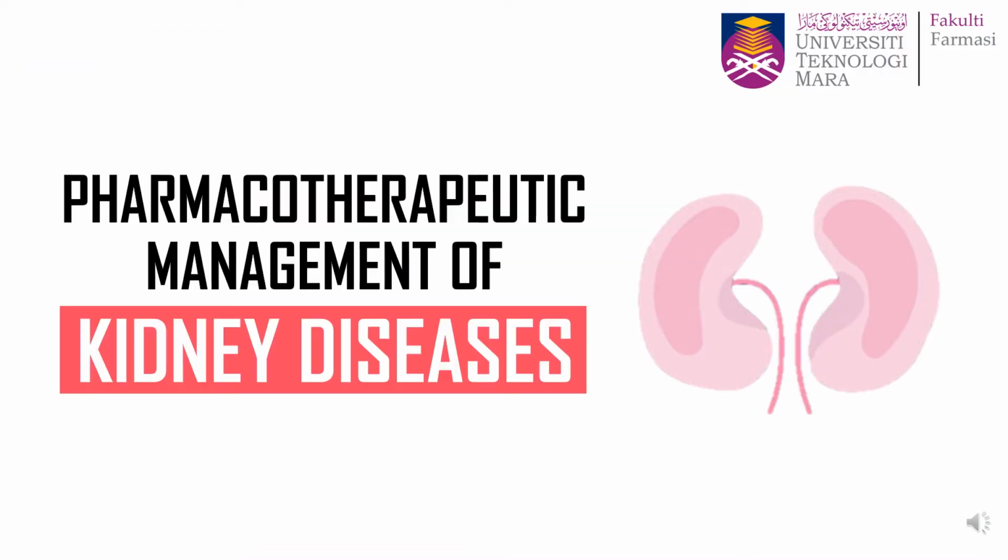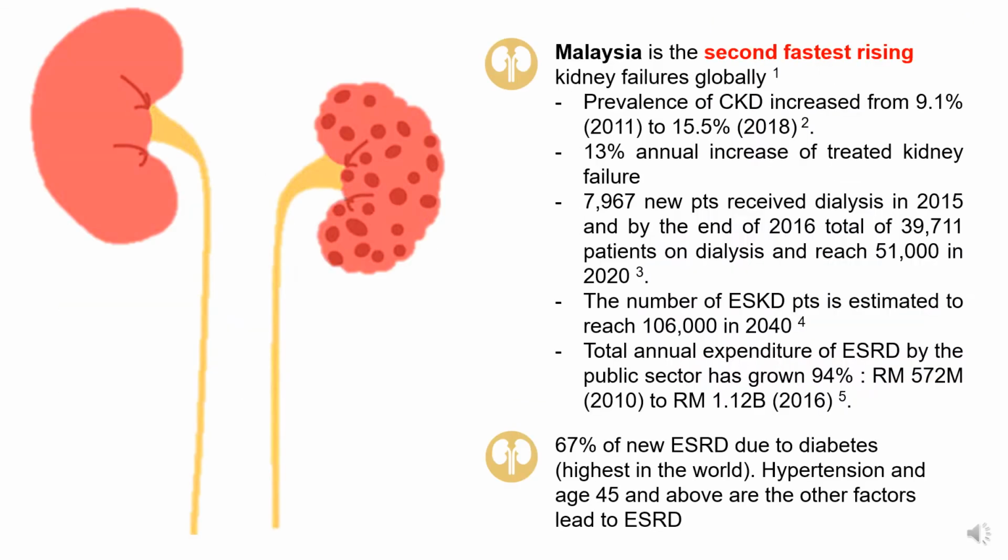Let's move on to the second part of the lecture, which is the pharmacotherapeutic management of kidney diseases. In this part, we will focus on chronic kidney disease. Based on the United States Renal Data System Annual Data Report in 2018, Malaysia was reported to have the second fastest rising kidney failure rate globally.